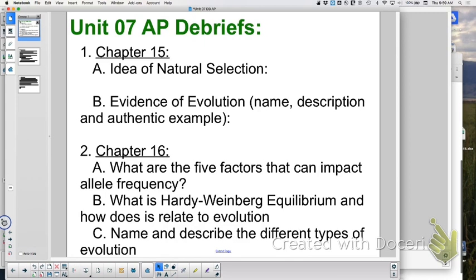Name and describe the different types of evolution. Oh, we already went over those. Directional, right? What else? Stabilizing, disruptive, and sexual. Okay, good. All right, we good on that one? So far seems pretty straightforward, right?